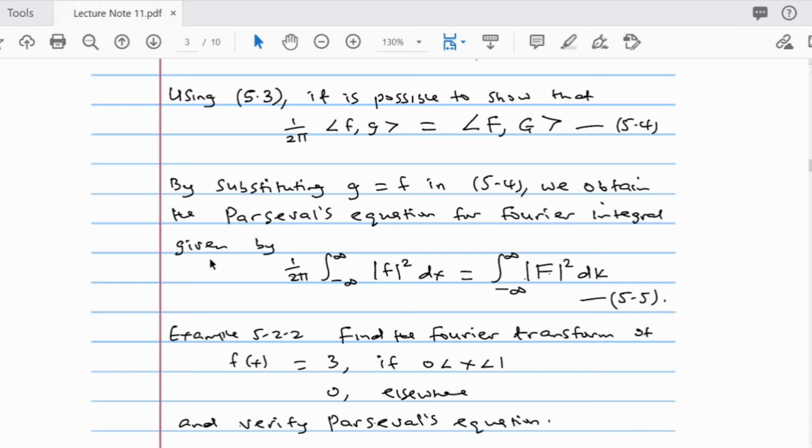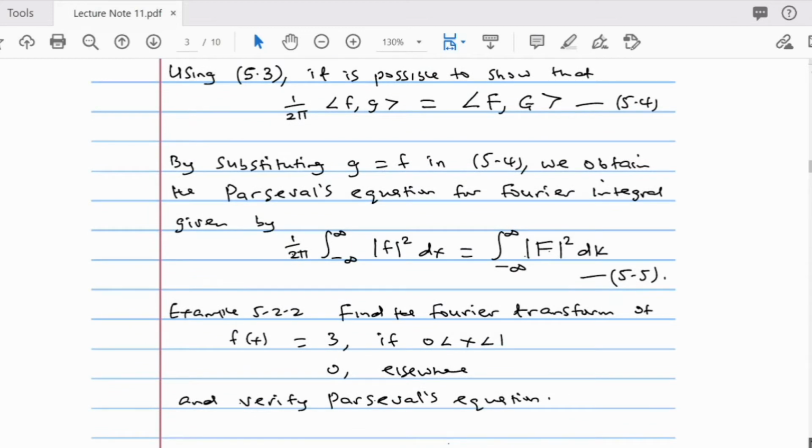So if you want to verify the Parseval equation identity, you must show that the left hand side is equal to the right hand side. So you compute the left hand side, you also compute the right hand side. You must show that the two of them are equal to one another. Okay, so let's look at this example.